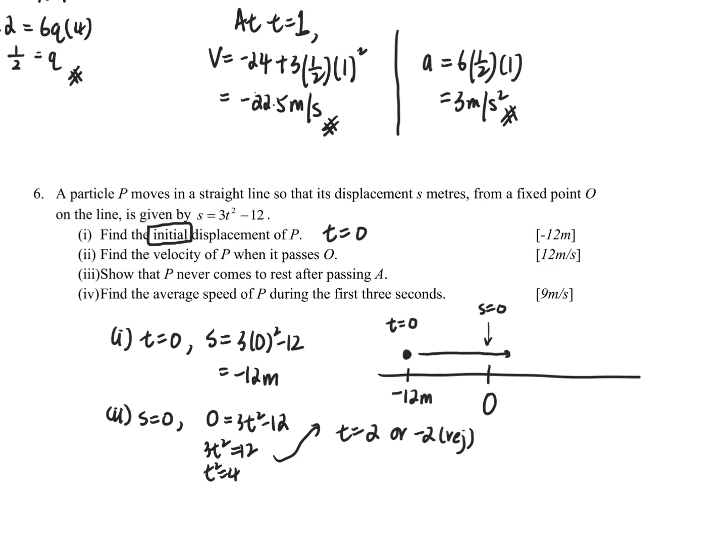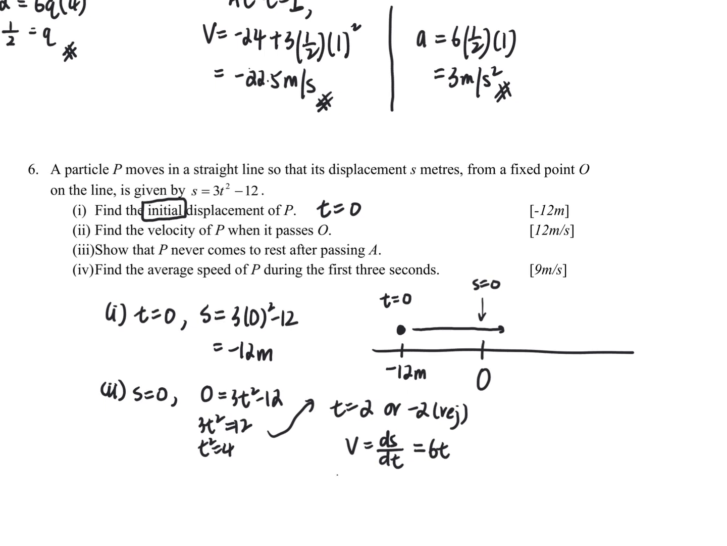Okay, but they want the velocity. So you need to go and differentiate your expression one time first to get 6t. Then you sub in time as 2. Okay? So it's quite sequential.